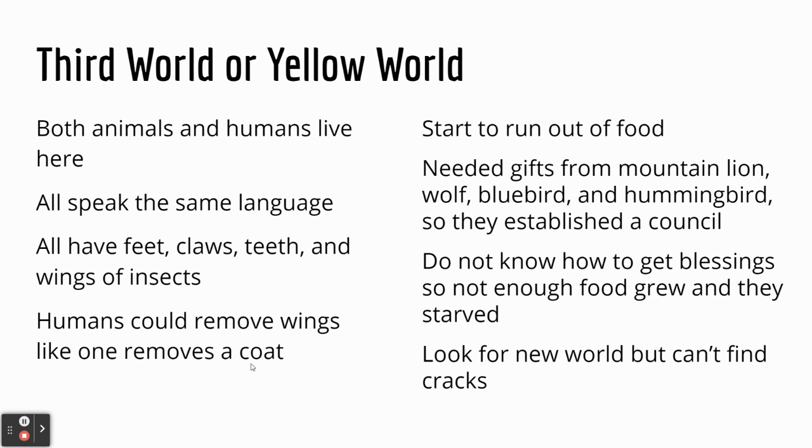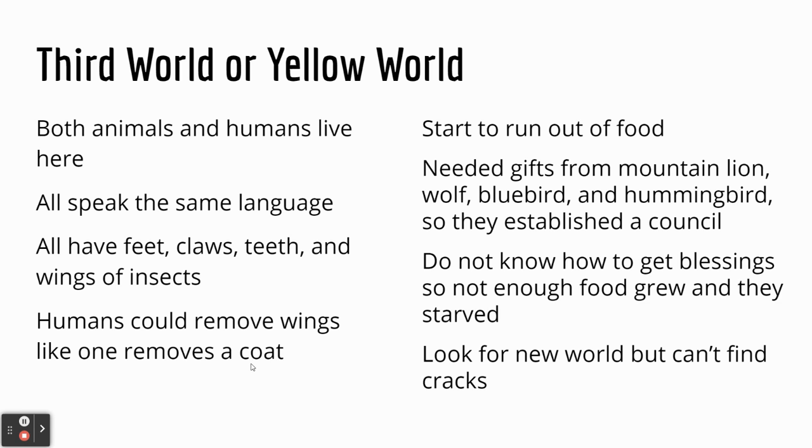You'll notice that the number 4 is going to run through a lot of what's going on here, and it's going to be part of the sacred element of most native traditions. 4 directions, and in this case, these 4 animals. They find out that they don't know how to get blessings, and so they don't know how to get enough food to grow, and they are starving. And they start looking for a new world, but they can't find any cracks.